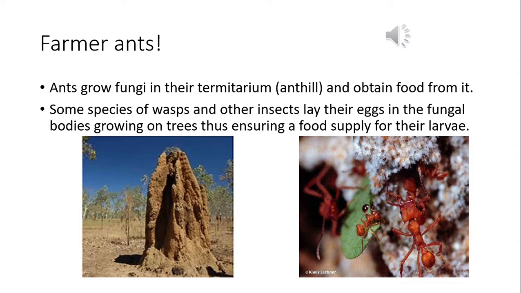Interesting, isn't it? Now, some species of wasps and other insects lay their eggs in the fungal body. So, when these eggs are converted into larvae, these larvae can obtain food from these fungal bodies. Interesting fact, isn't it?